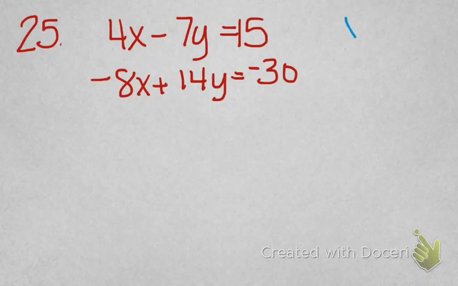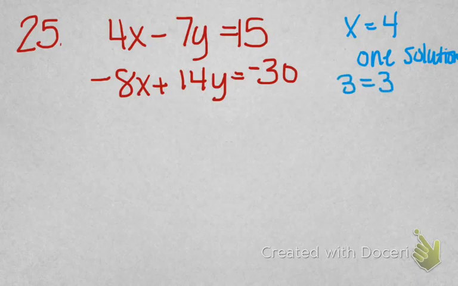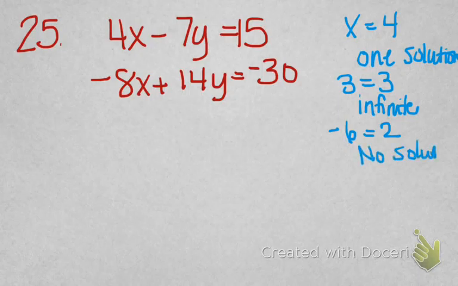If you get something like x equals 4, then you know it's going to have one solution, and you don't have to find the y value unless you just want extra practice, which isn't bad. You could get something like 3 is equal to 3. There are no x's, there are no y's. This is when you have infinite solutions. Or you could have something like negative 6 is equal to 2, which is totally ridiculous, and that means no solution.